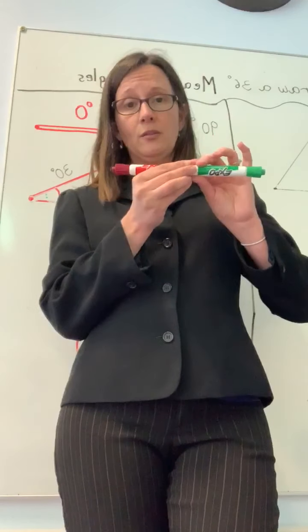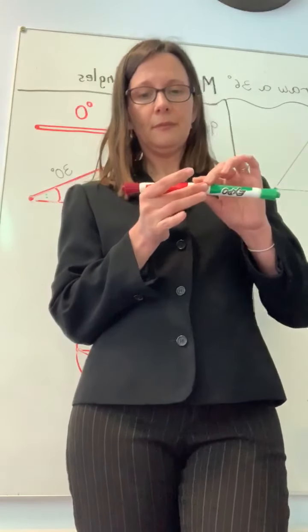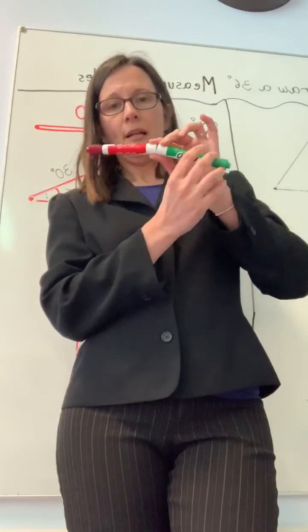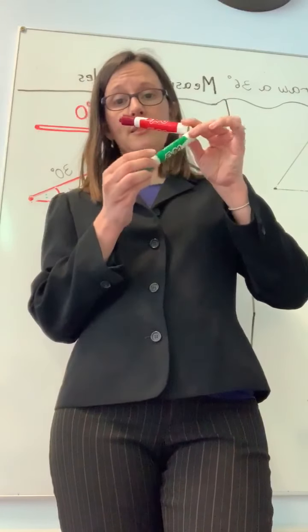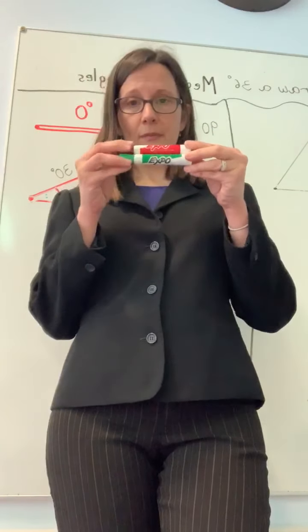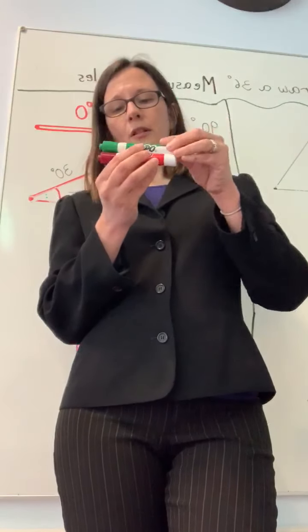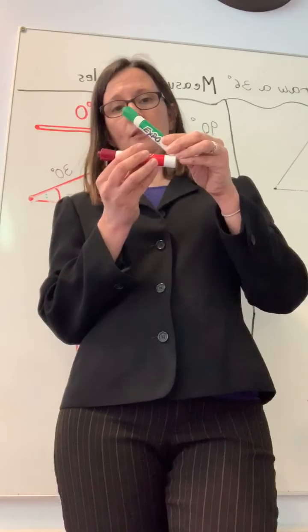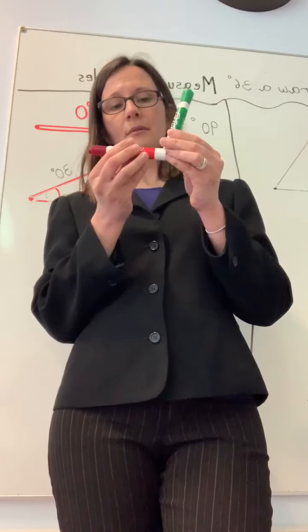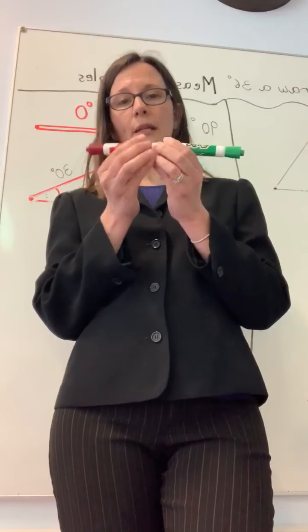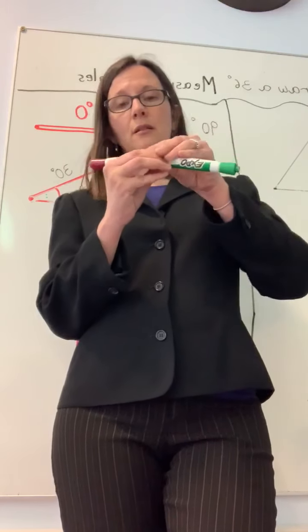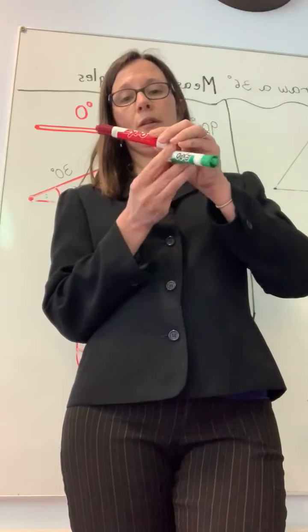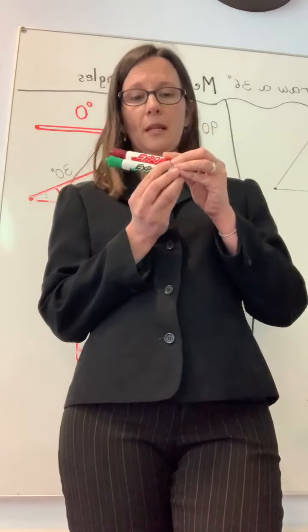To measure angles, we all agree that a full circle is 360 degrees, like this. So you start from opening the two rays all the way to make 360 degrees.